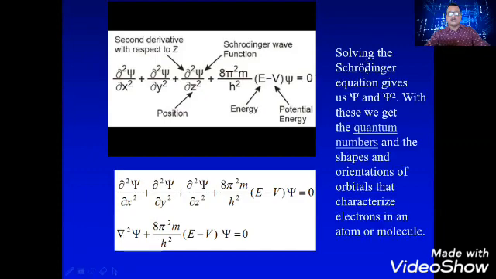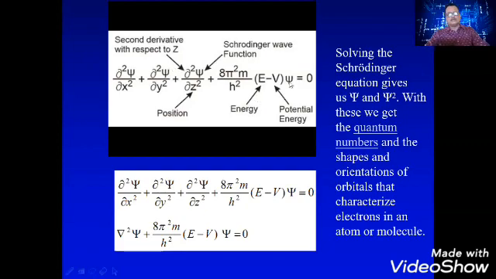So solving the Schrodinger wave equation gives us psi and psi square. By solving the Schrodinger wave equation, we can find the value of psi, that is the wave function, and psi square, that is the square of the wave function. And from this wave function, we get quantum numbers. These quantum numbers determine the energy, the shape, and the orientation of the orbitals, which I will be discussing after 1 or 2 more slides.